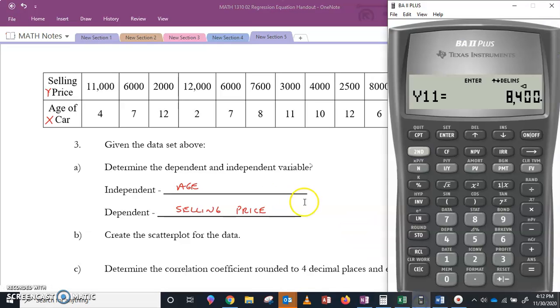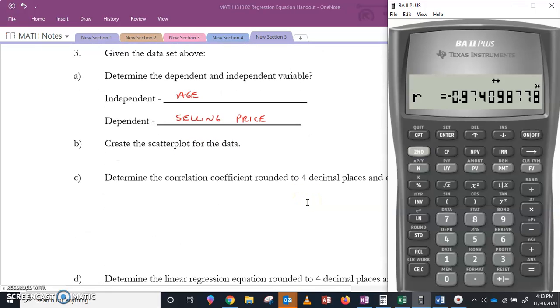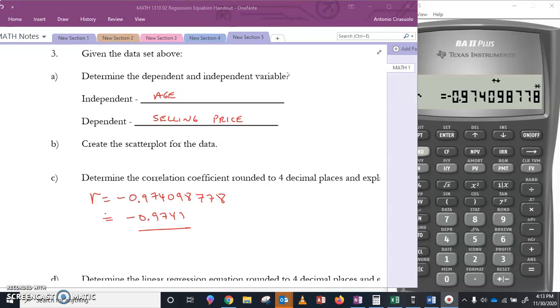All right, so to find the correlation coefficient, go second stat, and these are where all the important values come from. And once again, we have 11 data points. You know you entered things correctly, at least you're on the right path. And you can see in this case that our value is negative 0.97 and change, so very strong negative correlation. So at 4 decimal places, it's negative 0.9741.